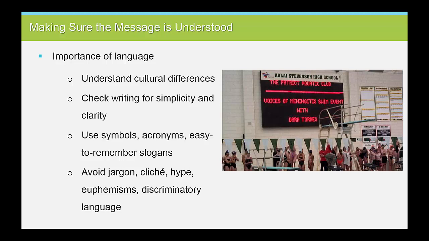The Voices of Meningitis campaign emphasized key messages such as how contracting the disease can change your life in less than 24 hours. To help teens remember this point, when Dara Torres visited swim teams, she swam 24 laps with them. A second key message that you saw in the public service announcement says that teens may need a second vaccination to avoid contracting meningitis.